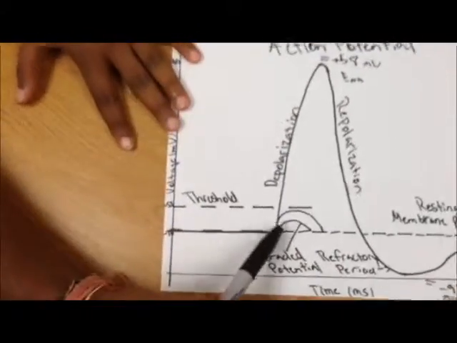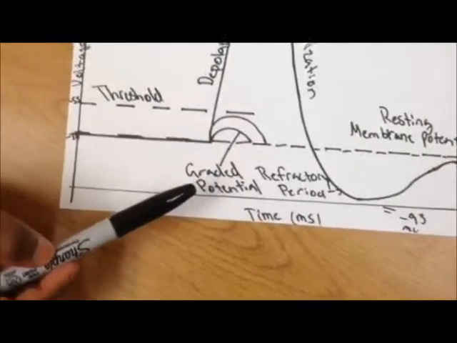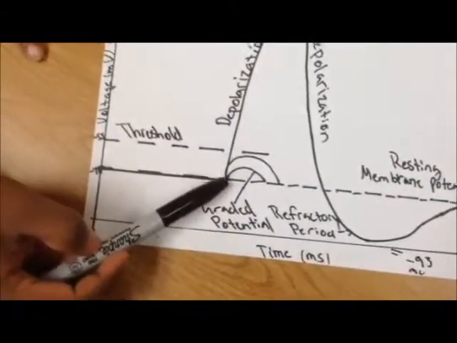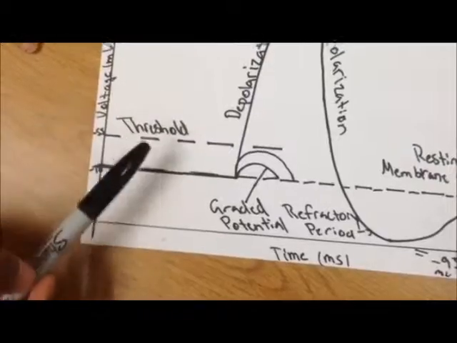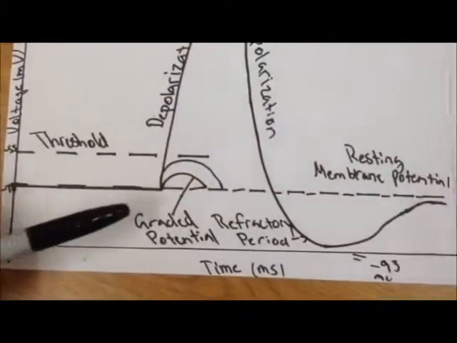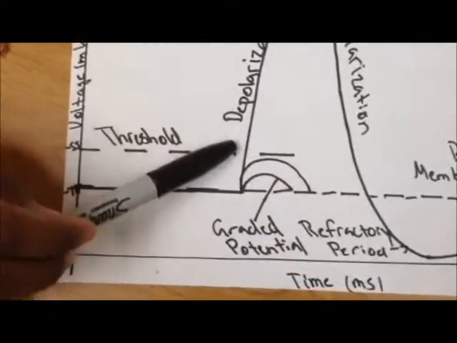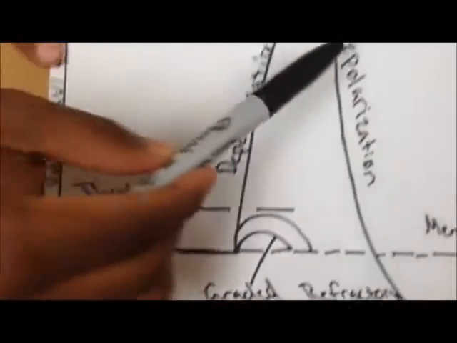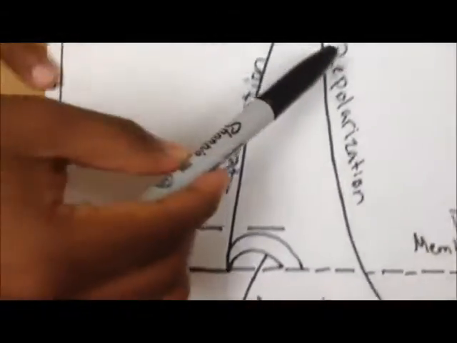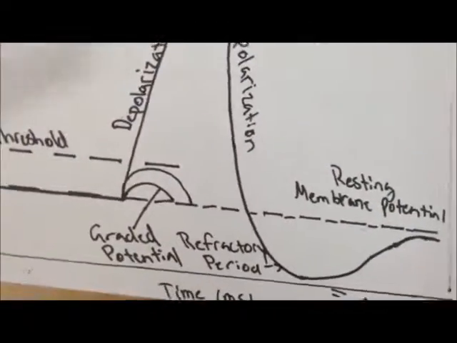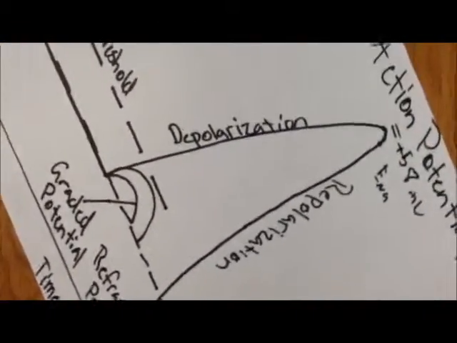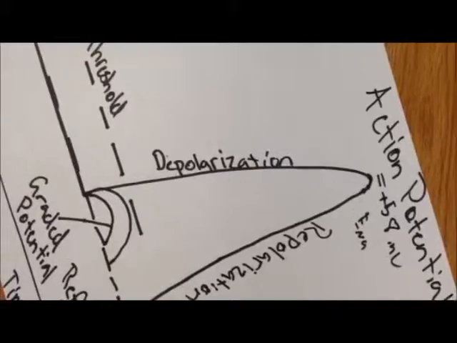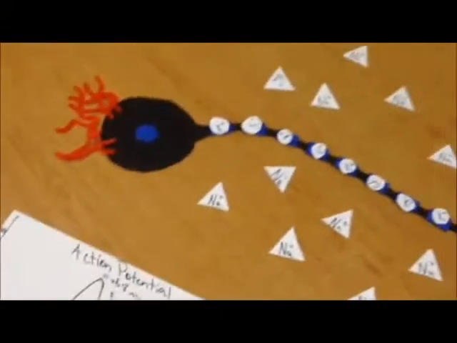Now, as you see in this chart, there are many things called graded potentials. These graded potentials are when the neuron is being stimulated, however, it's not reaching the threshold to form a full action potential. However, when a graded potential does reach threshold, the following steps will occur. First, we'll look into depolarization on this big neuron.